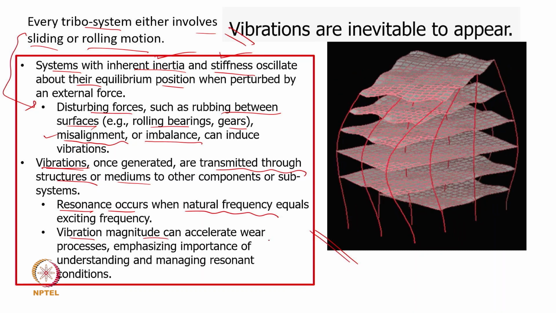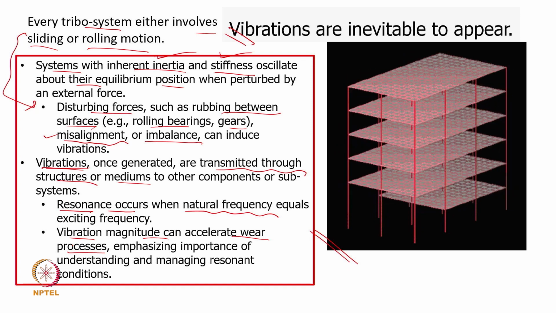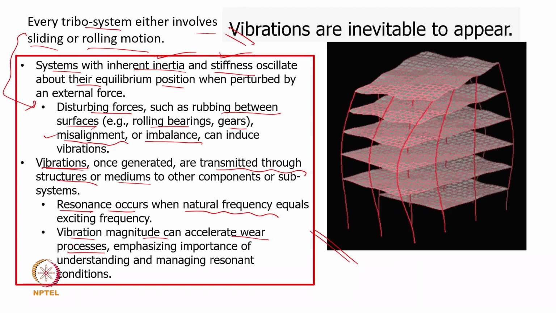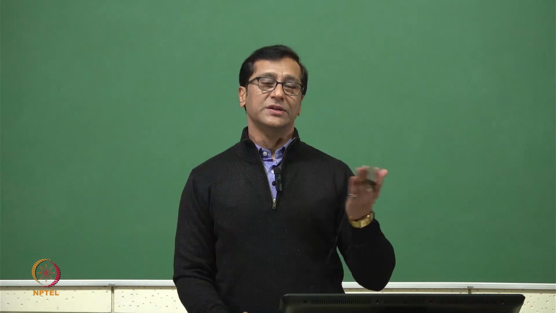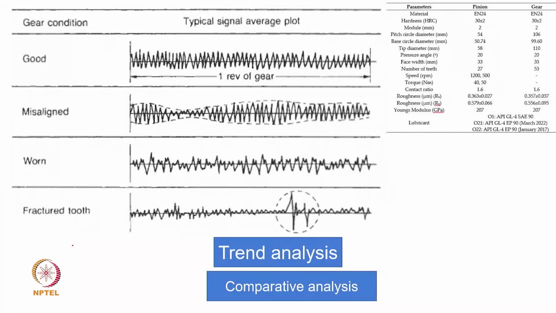Vibration magnitude can accelerate the wear rate. Of course, if there is vibration, it will also accelerate the wear rate, and if there is wear, there will be acceleration. So they are connected with each other. Once we get a response, we can really do some sort of analogy and connection and establish some relation in this. I'm just showing some vibration signals which I also showed in a previous lecture.